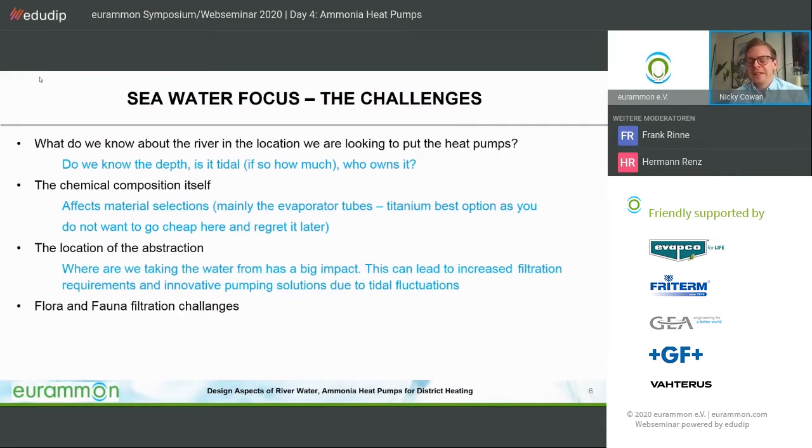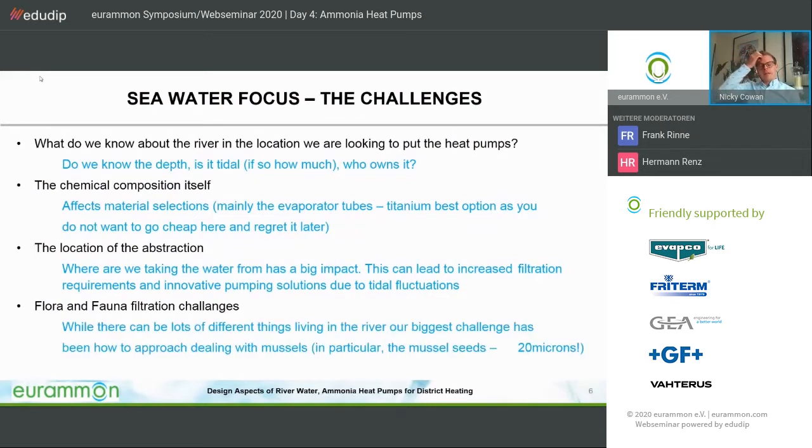So location, if it is tidal, you're going to have to place your filters in the river quite a bit lower. So that's obviously increasing your risk of extra filtration, mud, silt, sediment, extra things that live in the bottom of the river are going to find their way into your system. So it is really, really important. And one of the biggest things that we come across as a challenge is mussels, and not just the mussels, so mussel seeds, and these come in at 20 microns. So the filtration aspect that surrounds them is massive.